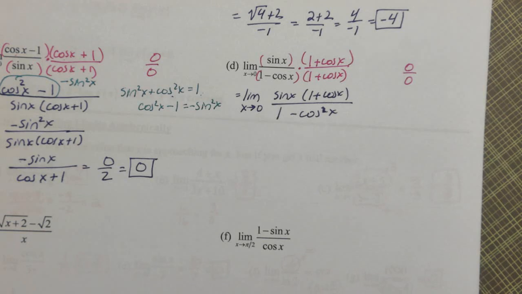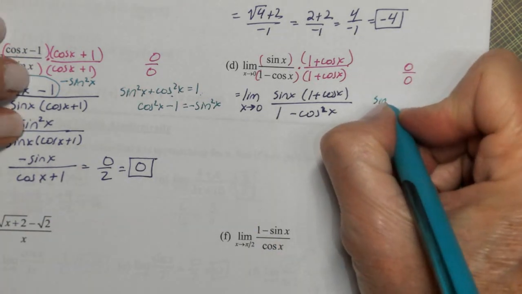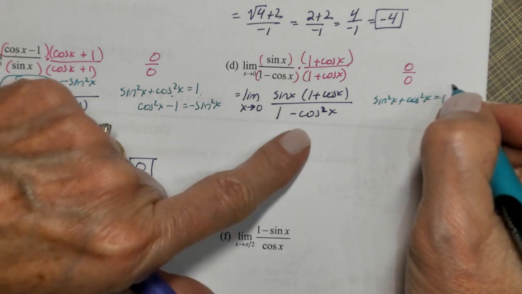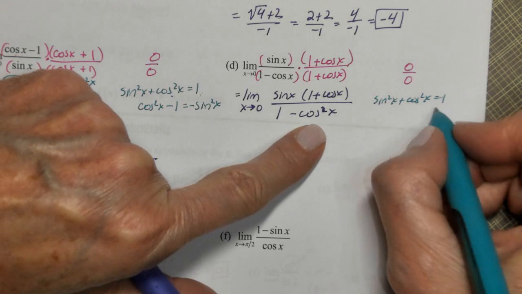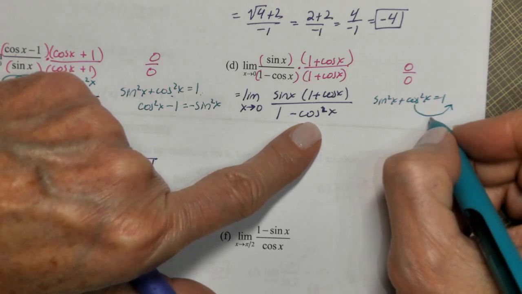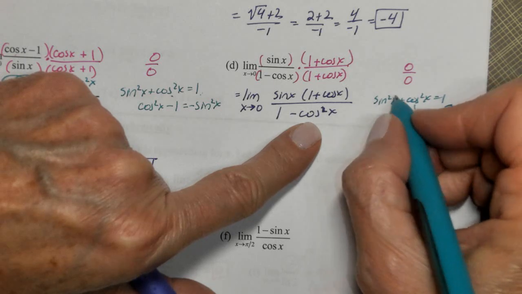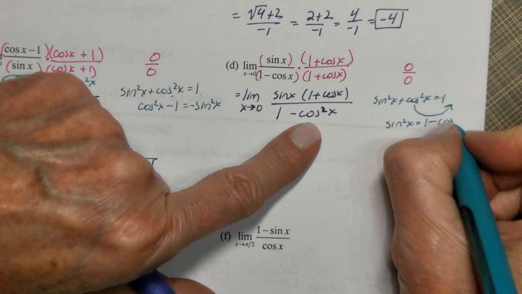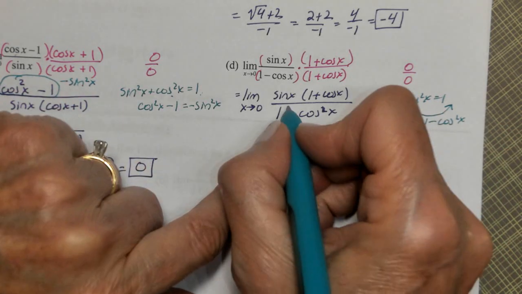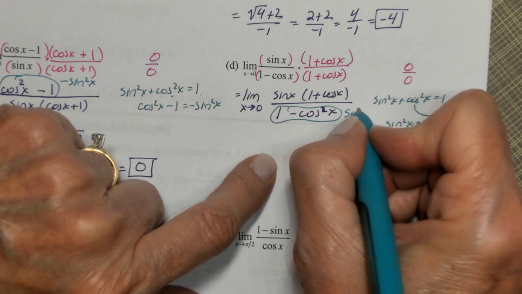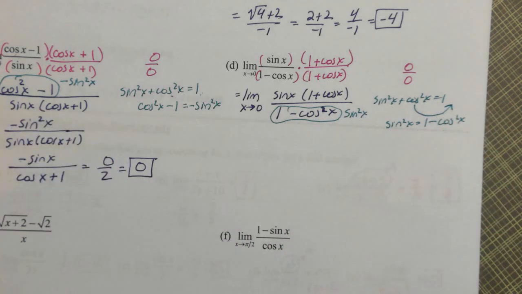Okay, so what is 1 minus cosine squared x? Sine squared x plus cosine squared x is 1. We have a 1 minus cosine squared x. So how do I get that? Well, I get that by moving this cosine squared over here, and I'll be left with a sine squared x. So sine squared x will be 1 minus cosine squared x. So in place of this, I'm putting a plain sine squared x, not a negative this time.